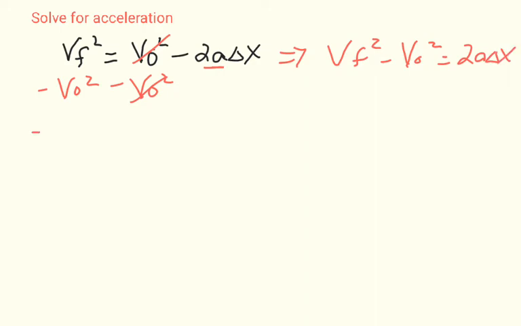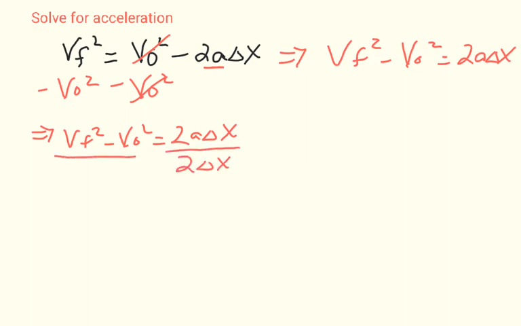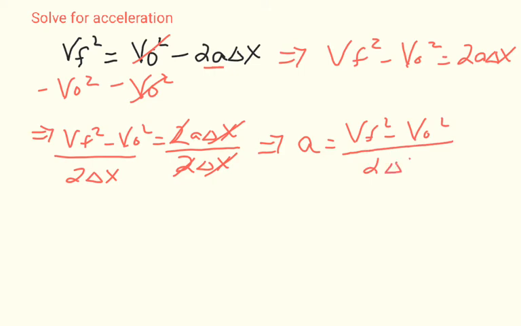I'm going to go ahead and rewrite that now: Vf squared minus v naught squared is equal to 2a delta x. Now, how do I get rid of the 2 and the delta x? What I'm going to do to cancel that on both sides is divide both sides by 2 delta x. The 2s cancel, the x's cancel, and I'm left with acceleration is equal to Vf squared minus v naught squared, all over 2 delta x.